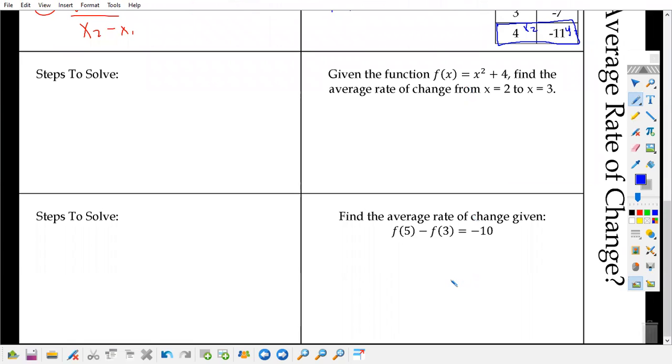All right, next. So we've done graph, table. Now we got to do equation. Does that make sense? We're going through all of our representations. Now we're at the equation. For the equation, you're going to step 1. You're going to substitute in the x values to find their y values.